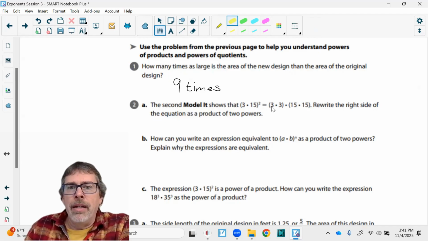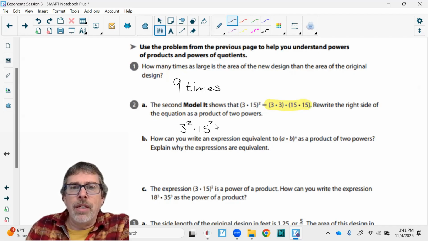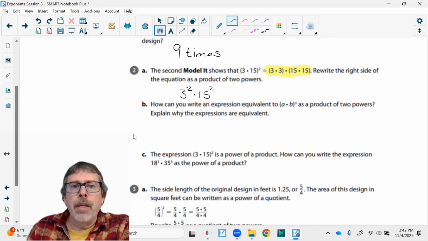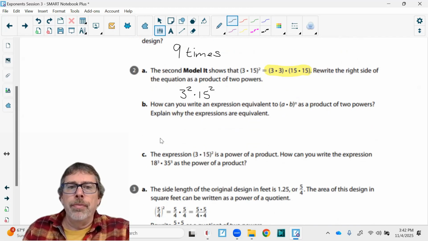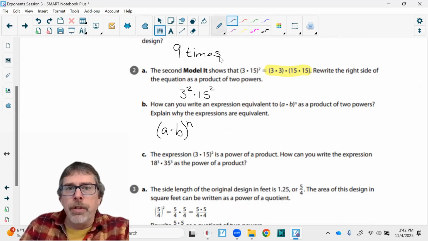Rewrite the right side. So let me highlight that. They want us to rewrite this as a product of 2 powers. Okay, well, 3 times 3 is 3 squared, and 15 times 15 is 15 squared. So this is a product of 2 powers. Okay. B says, how can you write an expression equivalent to A times B to the n as a product of 2 powers?